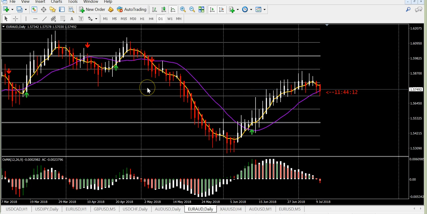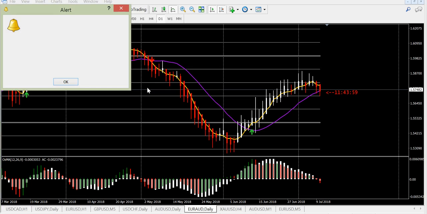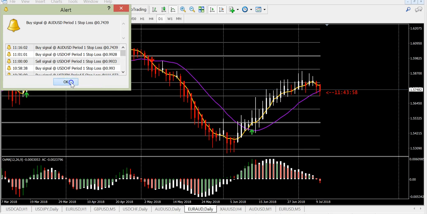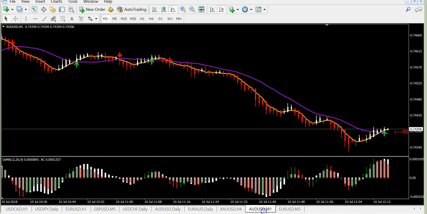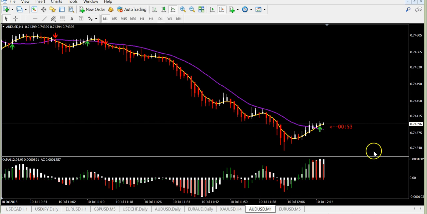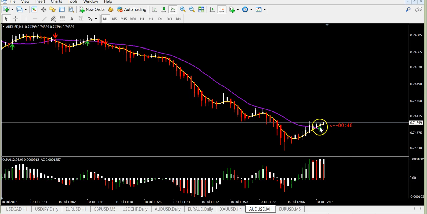So guys, this is the rules, very simple rules. This is not repainted arrows. 80% minimum accuracy. If you follow the rules, you will not lose. Maybe you will lose 1 or 2 of 10 trades. You see now we get an arrow here, and it is a valid trade. You see the candle and the yellow line is over the pink.